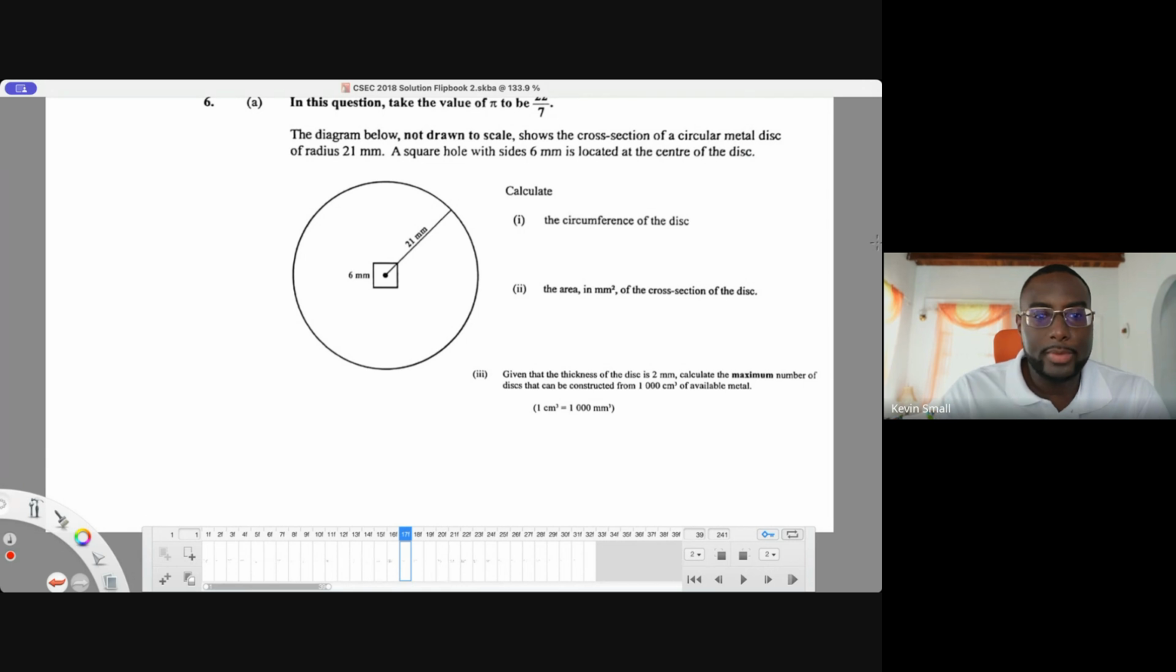Now, this question, question 6, is a measurement question. It says the diagram below, not drawn to scale, shows the cross section of a circular metal disc of radius 21 millimeters. A square hole with sides 6 millimeters is located at the center of the disc. Calculate the circumference of the disc. Anyone remembers the circumference formula? If you don't remember the formula, just remember that all the formulas are given at the front of the booklet.